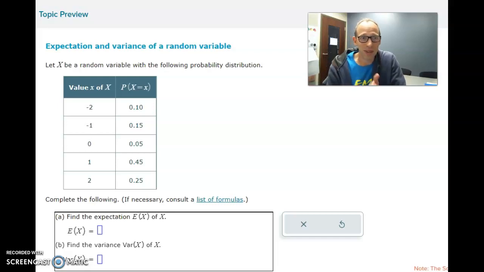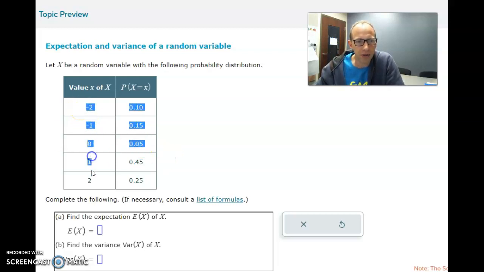All right, expectation and variance of a random error. This one's a bit of a doozy, but it's one of those things you can do step by step if you take good notes. So the issue here is we have a probability distribution, a few different values that x could take on, and then a probability associated with each of them.